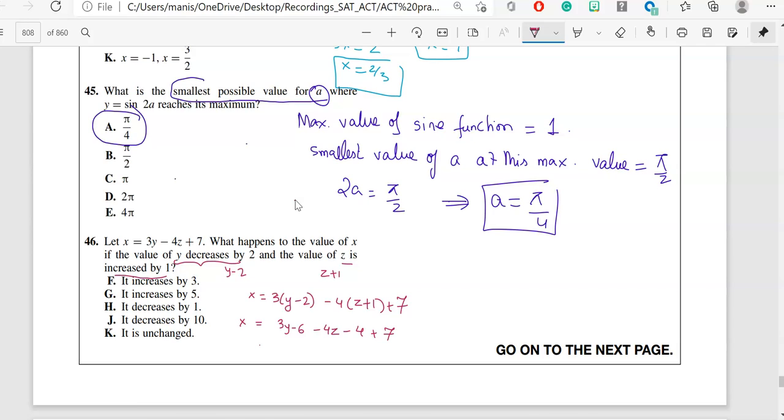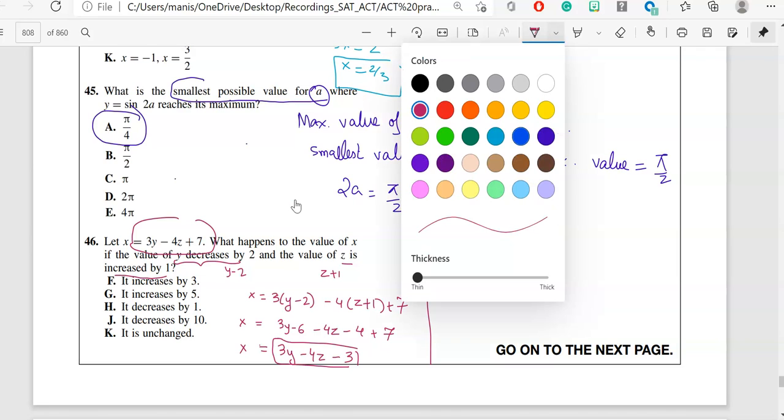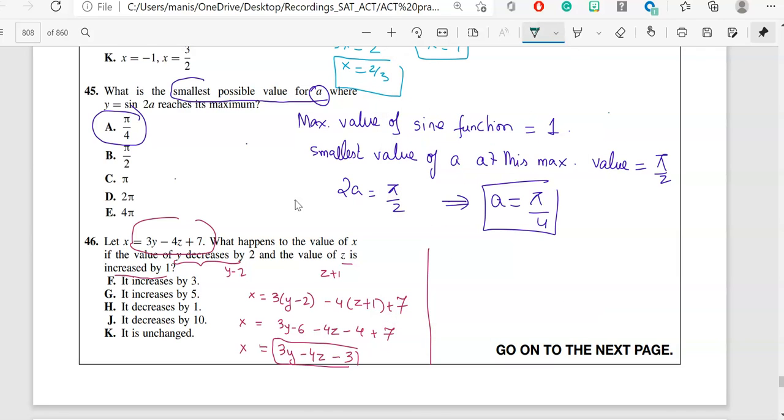So this is my 3y over here, and I have minus 4z. But when I do all of this, I will be left with 3. So my original function was this. Now I have a new function, the value of x equal to this. The question is asking what happens to the value of x. So we had the original, and we drop to this one, so we need to find a difference. I will subtract both of them.